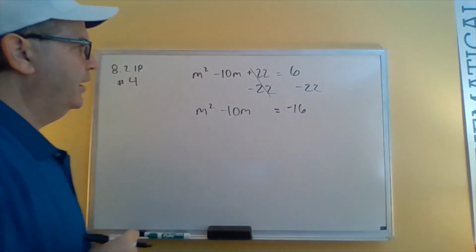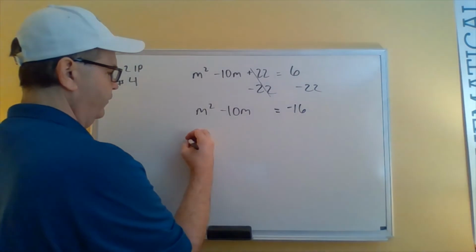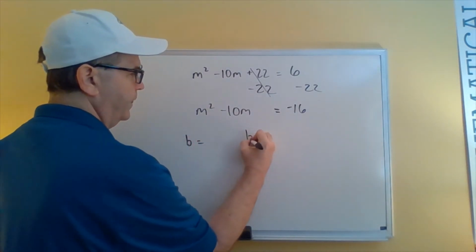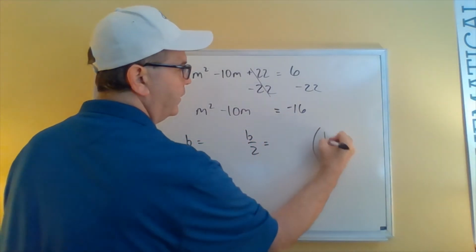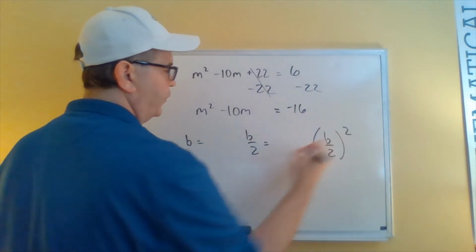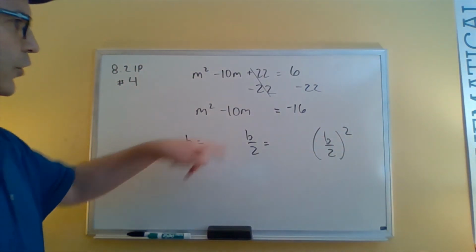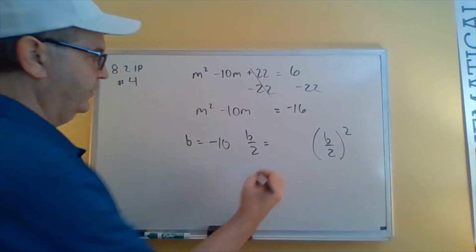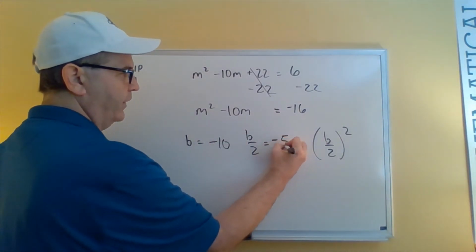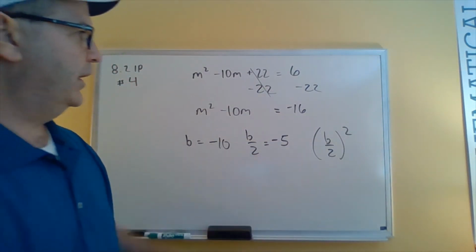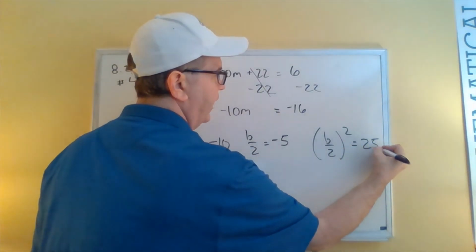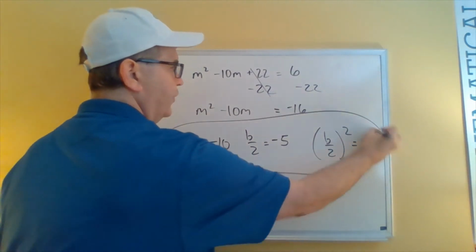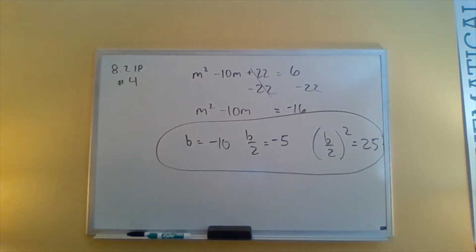I have my constant alone on the right, so now I need to identify b over 2 and b over 2 squared. Well, b is the coefficient of my middle term, so that's negative 10. b over 2 is that coefficient divided by 2. Negative 10 divided by 2 is negative 5. And b over 2 squared is going to be 25. So my answer to number 4 is b equals negative 10, b over 2 equals negative 5, b over 2 squared equals 25.